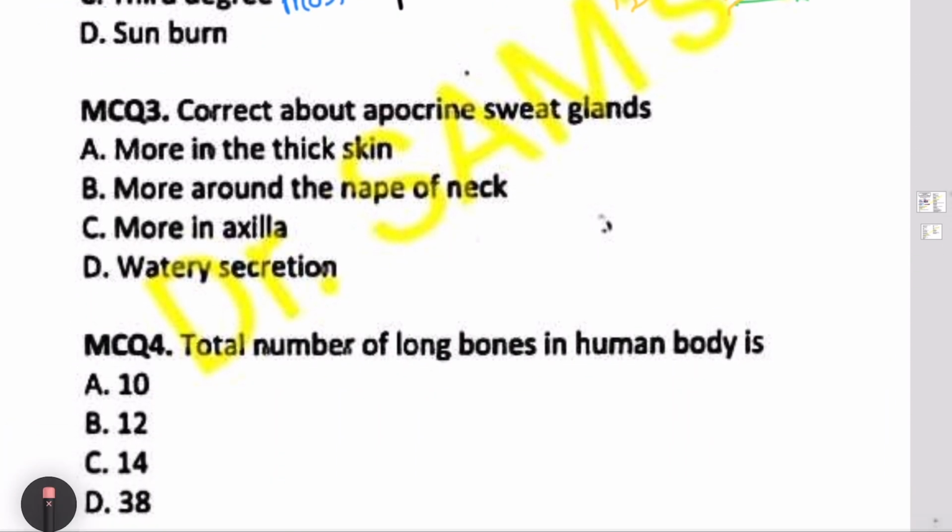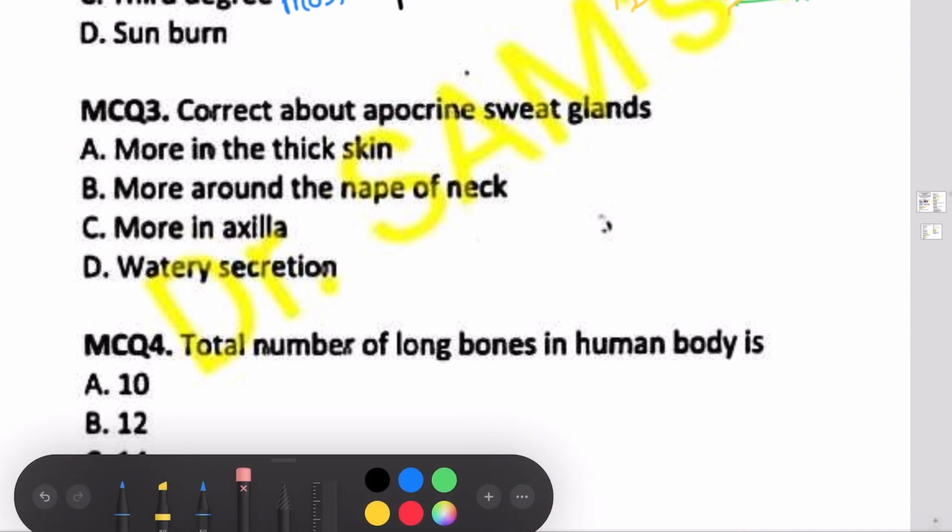Question number 3 is: which is correct about apocrine sweat glands.